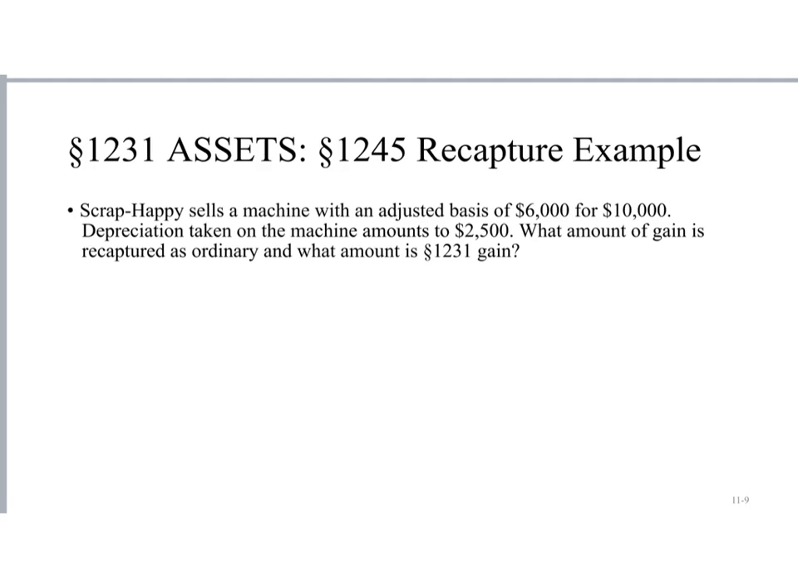All right, so let's look at another example just to make sure we've got everything squared away. We've got a machine with an adjusted basis of $6,000. We're going to sell it for $10,000. It gives us the amount of depreciation we've taken on the machine, what amount of gain is recaptured as ordinary, and what amount is 1231. Okay, well, what do we have to do? We have to look at what we received and our adjusted basis, and figure out our gain.